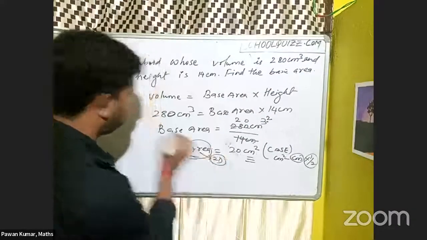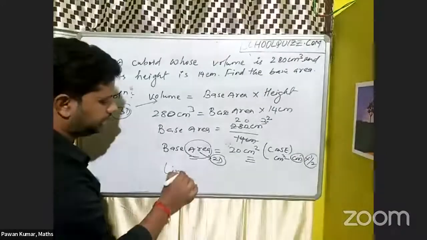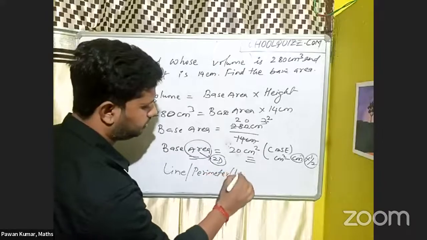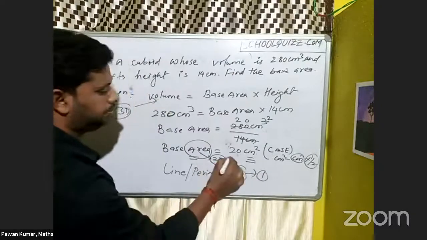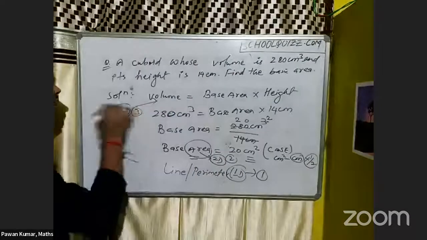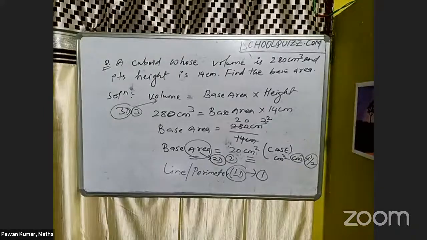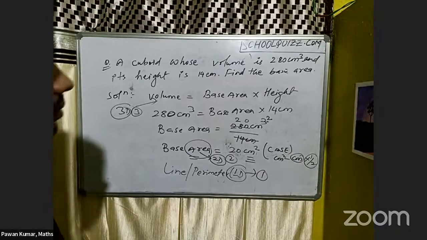Just understand that area is 2 dimension. Volume is a 3 dimension thing. If they are talking about a line, perimeter or circumference, that will be 1 dimension. So the power will be 1, 2 or 3 accordingly. With that you can verify whether things are correct or not. Understand everyone? Yes, sir.